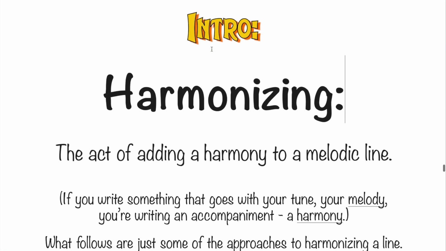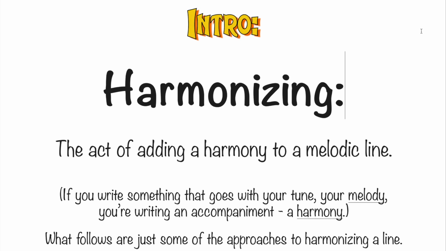Now, when I say harmonizing, in case you're asking what this word means, it's the act of adding a harmony to a melodic line. You harmonize something, you're adding a harmony to a melody. The melody is the main line, the tune, the thing that the people will hum, and then the harmony is all the other notes, the B line, if you will. The additional parts, the B line, C line, D line, E line, that make the melody sound all the more impressive. And what follows are just a couple of the approaches that people can take to harmonizing a melodic line. So there you are.